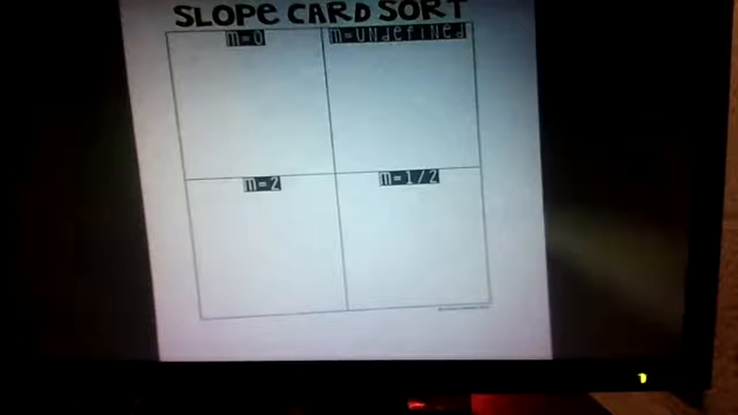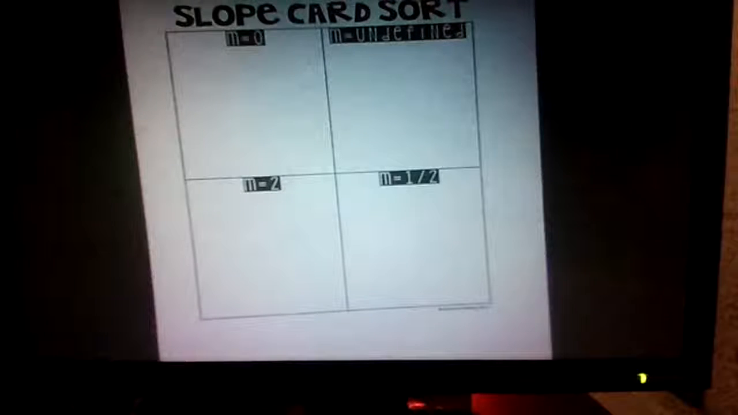Does my slope equal 0? Is my slope undefined? Is my slope 2? Or is my slope 1/2? If you get some answer that is not on here, you did something wrong. I need you to go back and look at it again. All 12 of these cards need to be cut out and glued where they're supposed to go. Again, this purple sheet goes in on page 36. Your work gets done on page 37. And you cut these out and glue them where they belong. Questions? Okay.